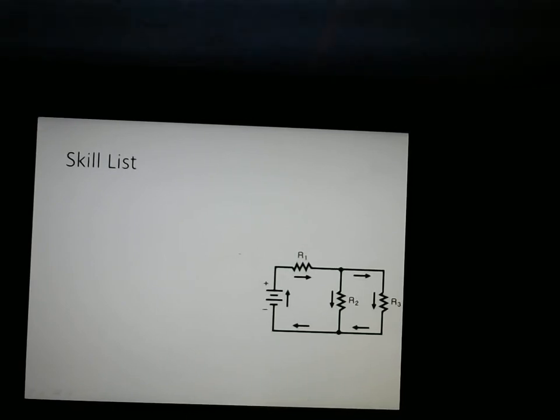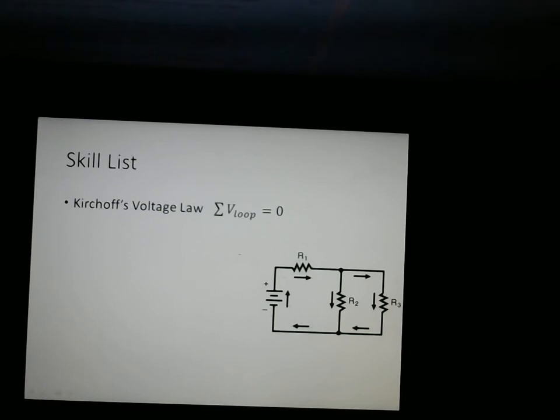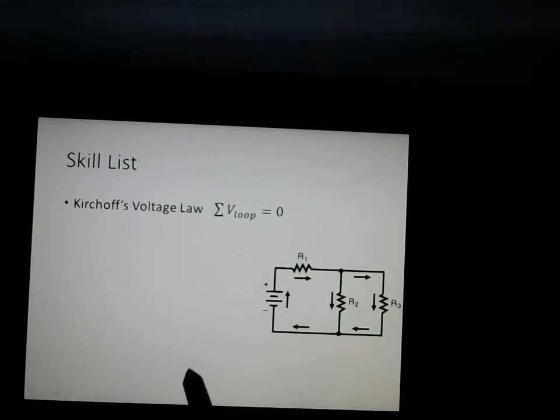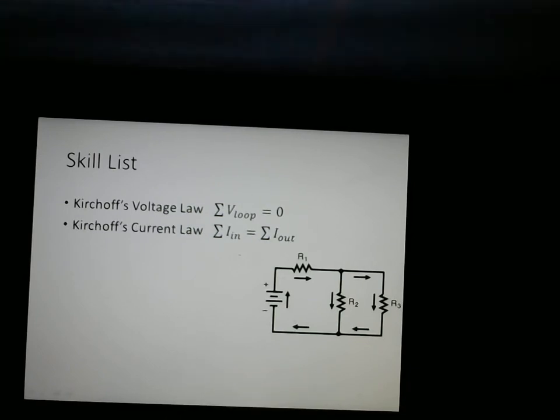The first ones were Kirchhoff's two laws. The voltage law, the loop law, where the sum of voltages on a loop must equal 0, and that's the path from one terminal of a battery back to another. And then the second one was the current law, or the junction law, for looking at how current flows in and out of a junction point.